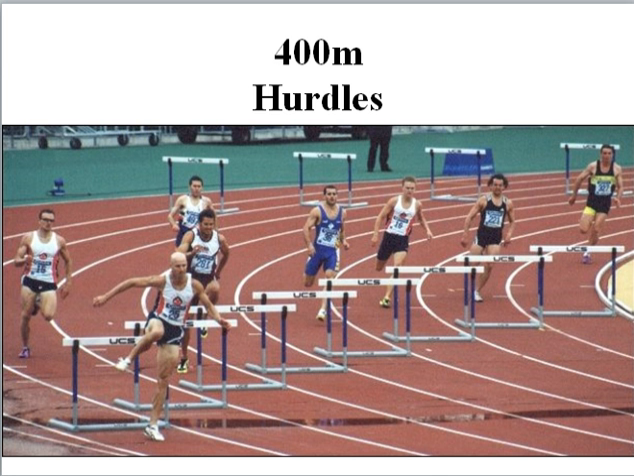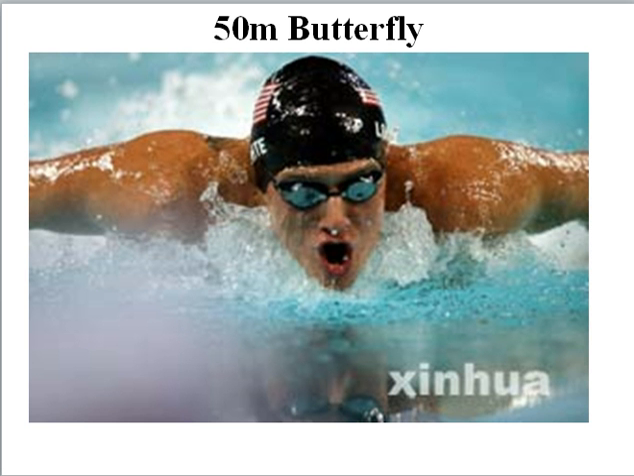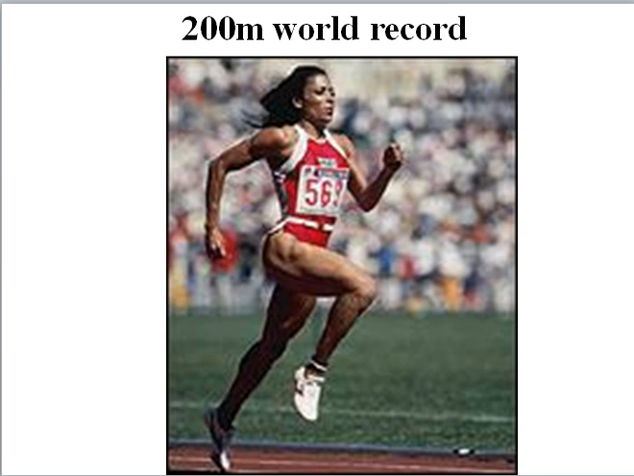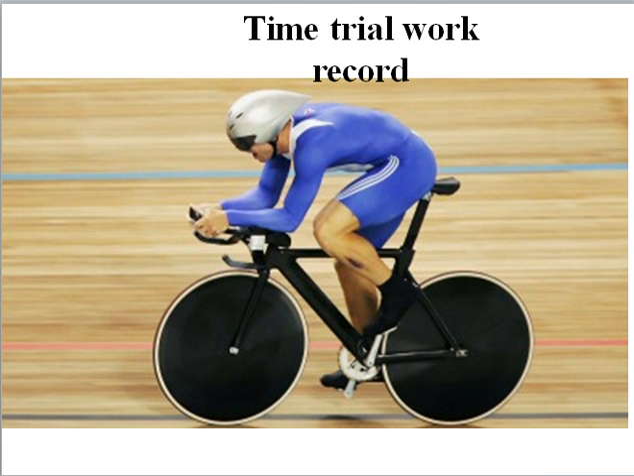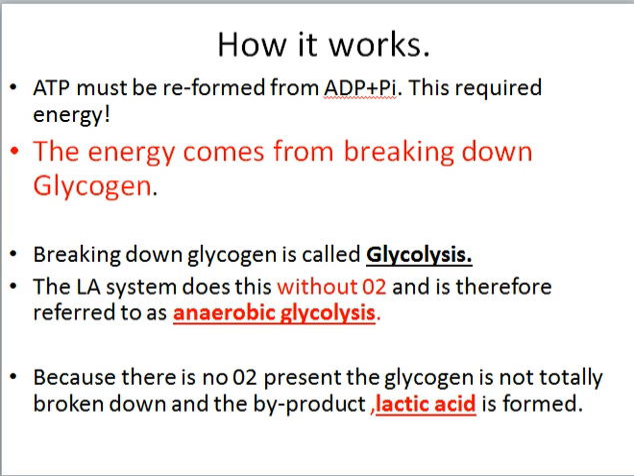So some example of activities: 400-meter hurdles, 50-meter butterfly, 200-meter world record, stuff like this. These are just some examples of activities that you might see. So how does it work?